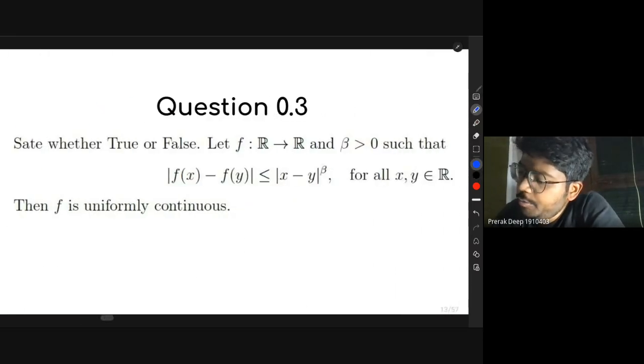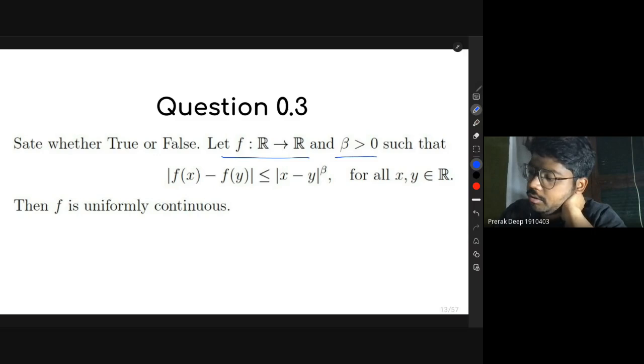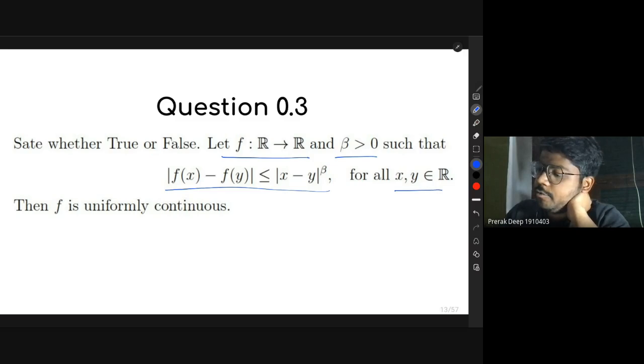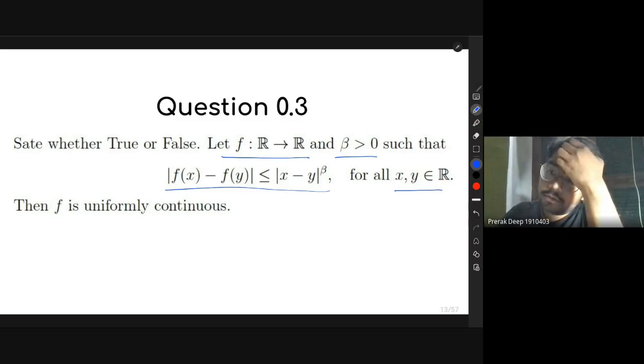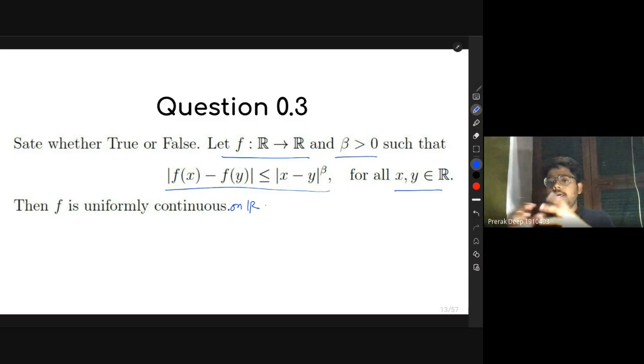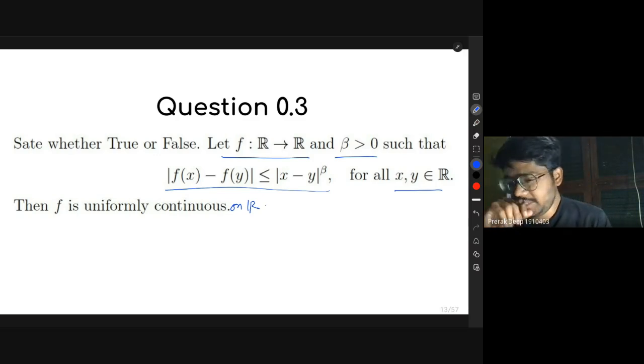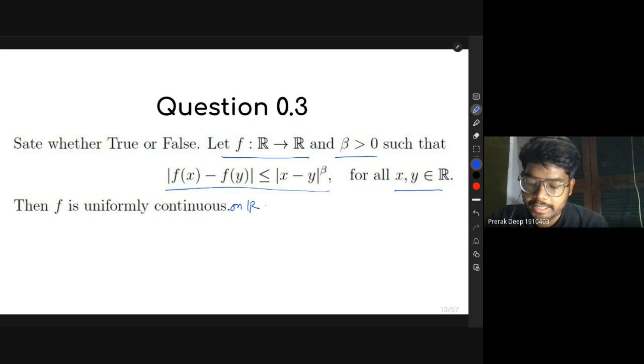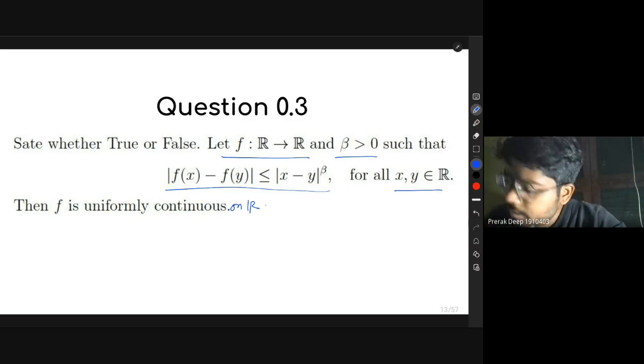So now in this question you are given a real valued function on a real variable, and you are given a positive constant satisfying this inequality for all x, y in R. So now you have to prove that f is uniformly continuous. Here we assume that it is asked to prove uniform continuity on all of R. When it is not given, you assume it is asked to be proven on the whole set R. If they are specifying a subset of R, then you need to prove it on that subset.